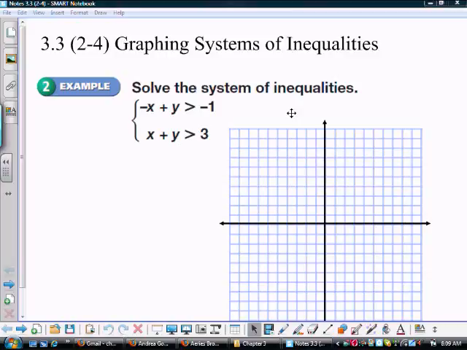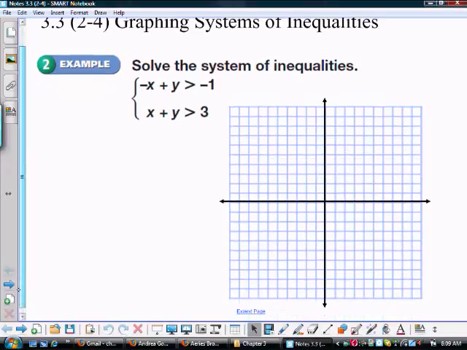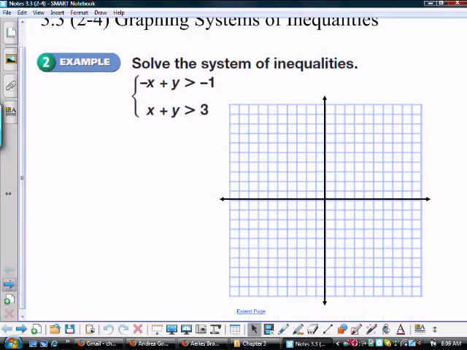Okay, so I'm going to try to solve the inequalities negative x plus y is greater than negative 1, and x plus y is greater than 3. And we will graph the two lines that are represented and shade the proper part. So negative x plus y is greater than negative 1. Let's try to graph the line negative x plus y equals negative 1. You might want to turn this into slope-intercept form by adding x to both sides.